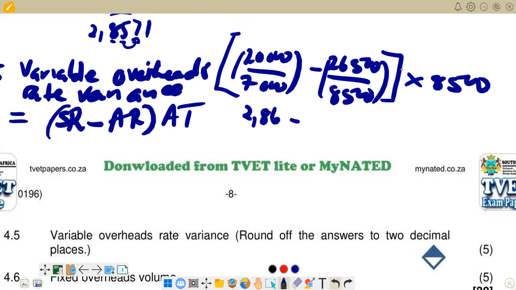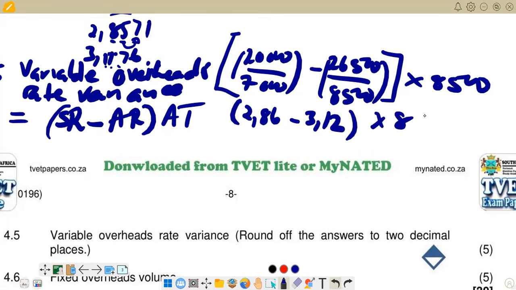Then you subtract 26,500, and we divide by 8,500. What you are going to get there is 3.1176. What is important are two decimal places. So we have 7 here, which is above 5 again, so we change 1 to 2. It becomes 3.12. So this is what we are going to do here.